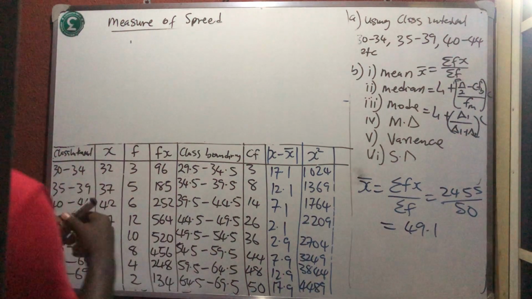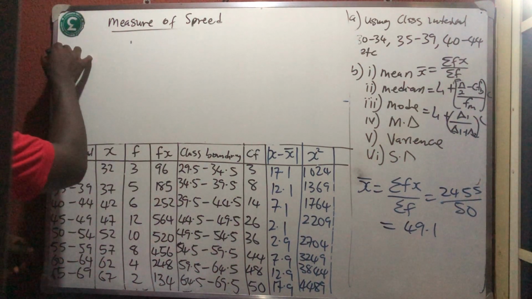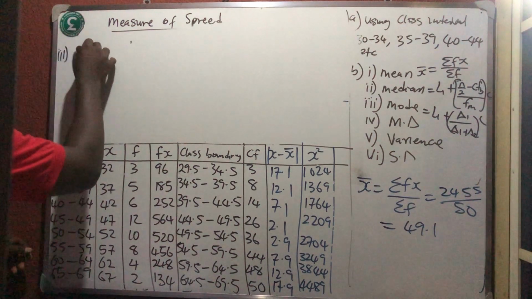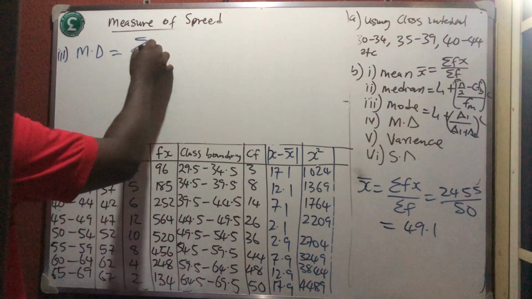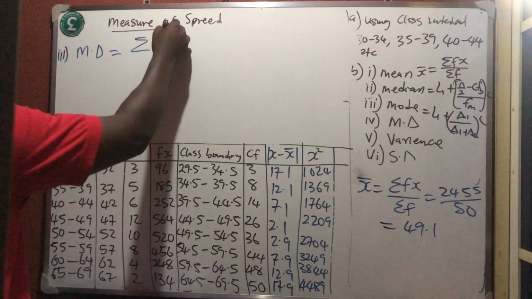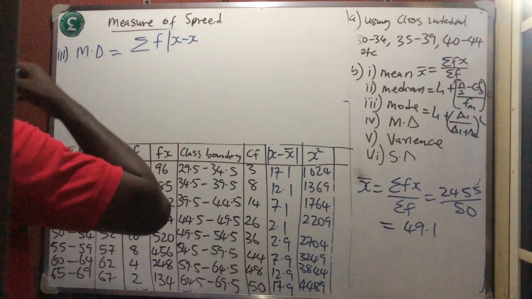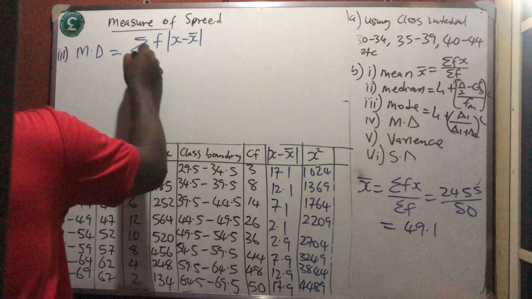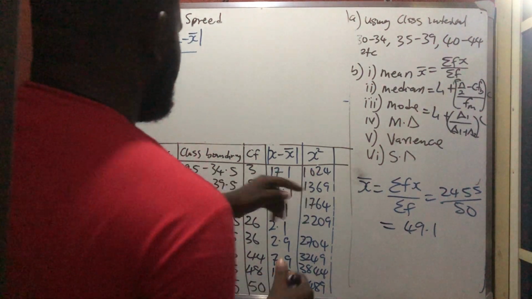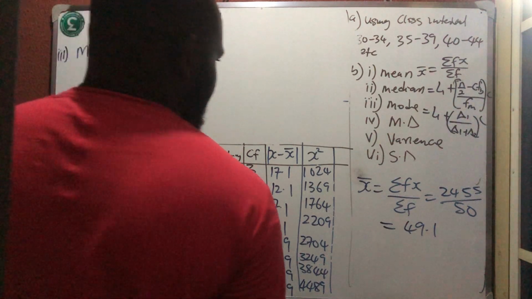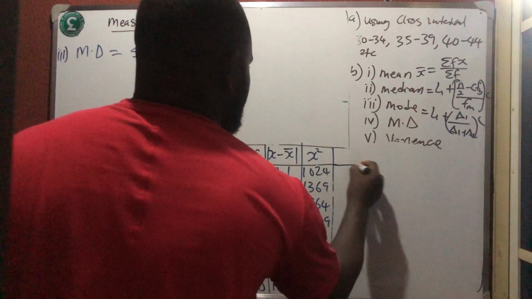Okay, so the next one, we have gotten the mean, median, and mode. So the next one is what? My mean deviation. Don't forget that mean deviation does not change. It's simply the summation of f times the absolute value of x minus x bar, divided by summation f. The only thing we did not get here is f times this. So let us get it. That's the only thing we did not get. So let us now include it.